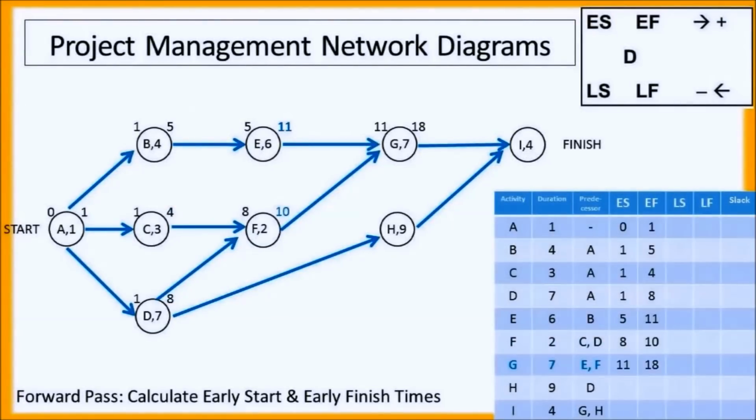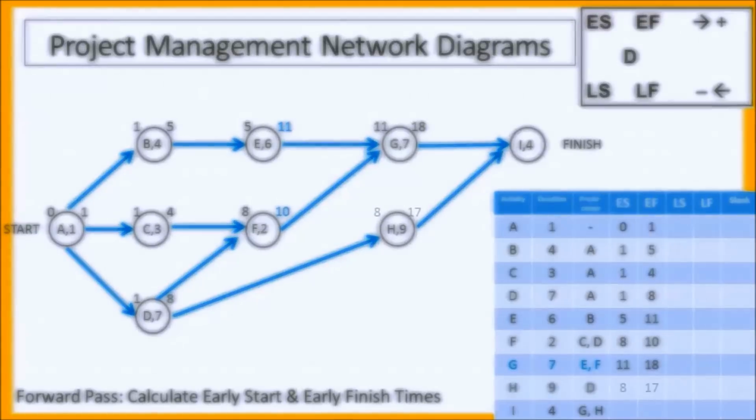We'll do the same thing here for task G. You can see here task G can only be started once task E and task F are finished. Now the earliest task F can finish is time 10. The earliest time task E can be finished is time 11. And so the earliest that task G can be started is at time 11 when task E is complete. So 11 plus 7 is 18. 18 is the earliest time that task G can be finished.